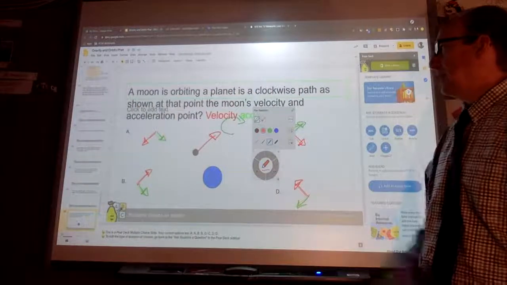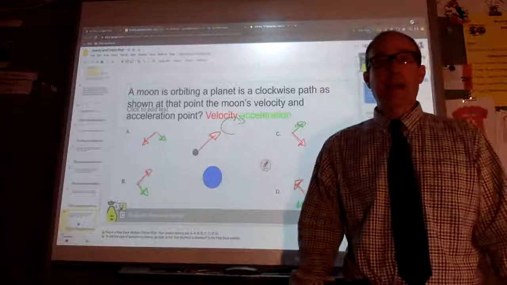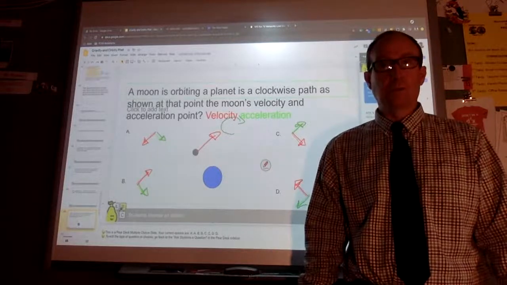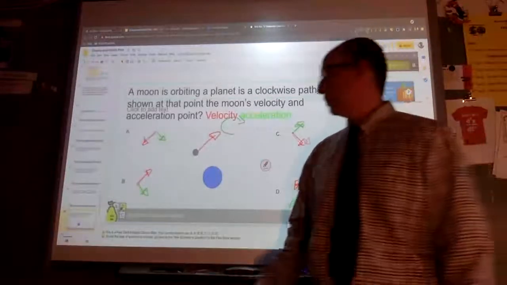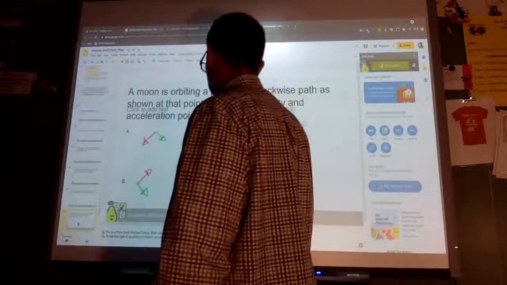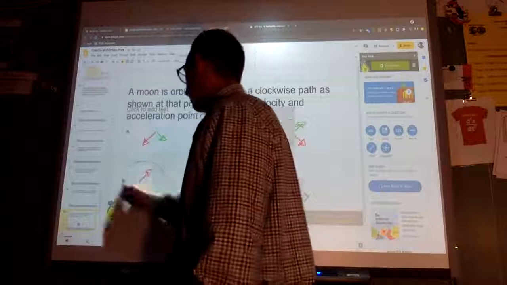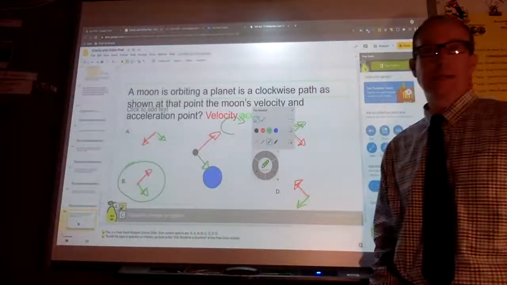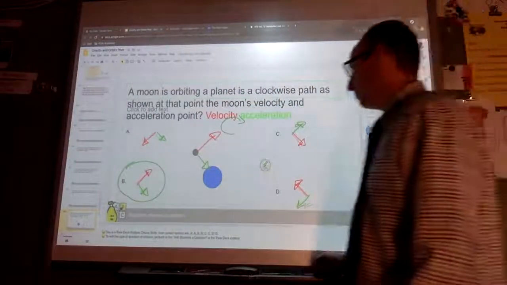As it orbits around, acceleration is centripetal. So that means that it is center seeking. And that gives us choice B as our best choice.